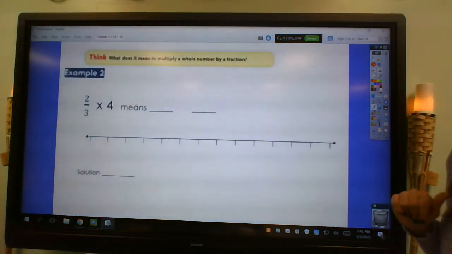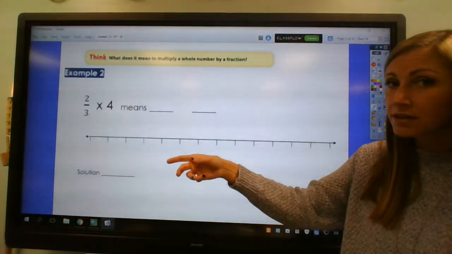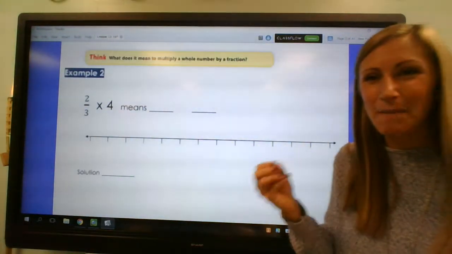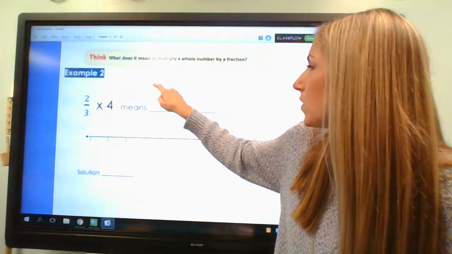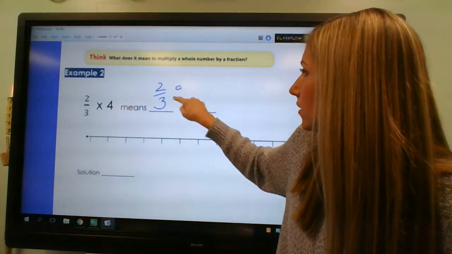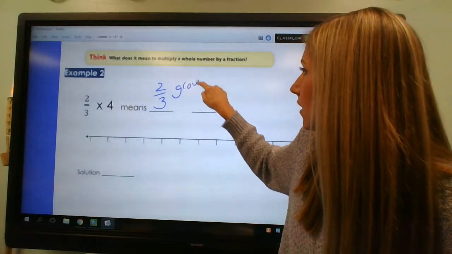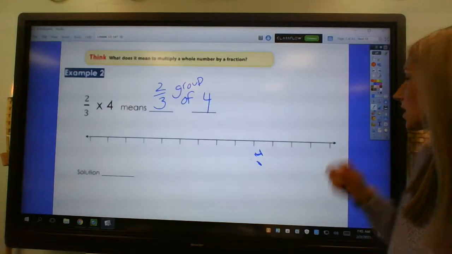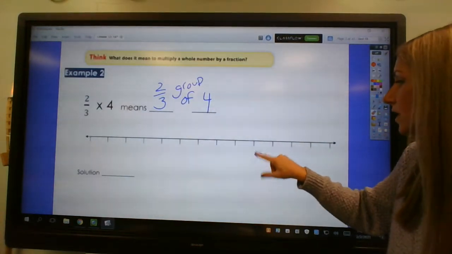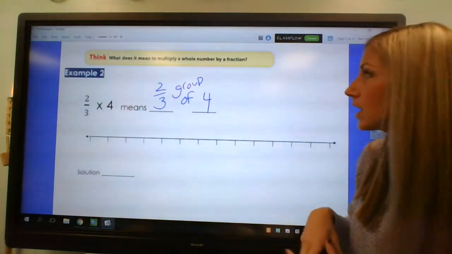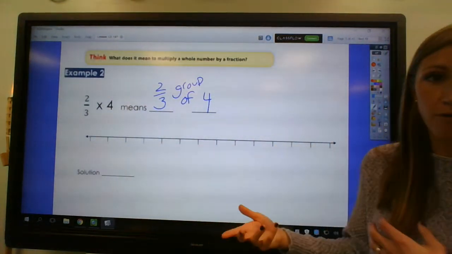So let's look at this one. If we had 2/3 times 4. So going back to what does that actually mean? It's we have 2/3 groups of 4. Multiplication means groups of. So anytime we're thinking about that, what's actually happening here, we're making groups of that 4.